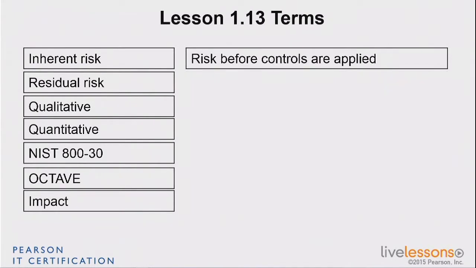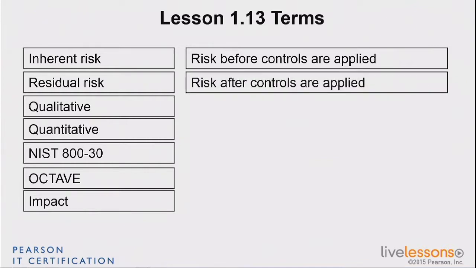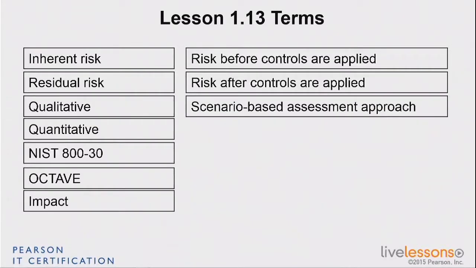All right, inherent risk is the risk before controls are applied. The residual risk, which is what we're looking at when we do our risk assessment, is risk after controls are applied. Qualitative means it's a scenario-based approach that uses descriptive terminology. So high, medium, and low, normal, elevated, and severe. But we're using descriptive terminology for our impact, for our likelihood, and to describe our risk levels.